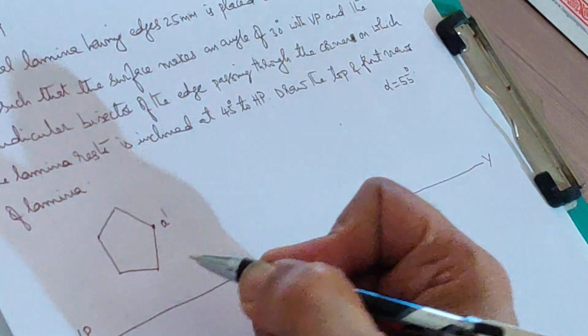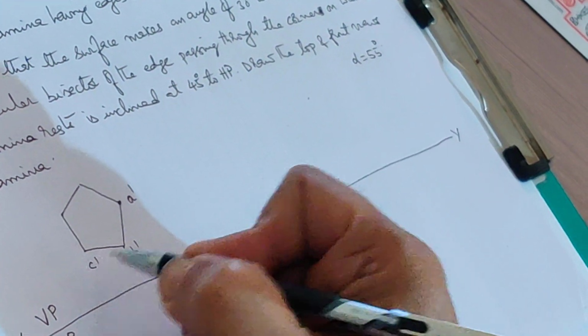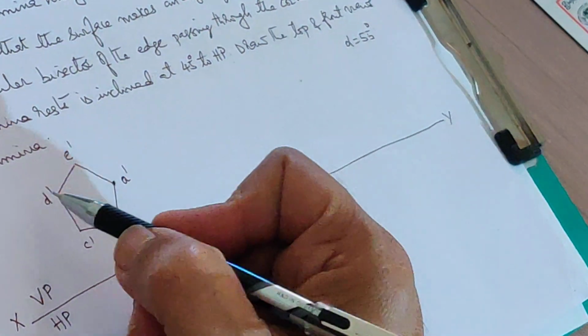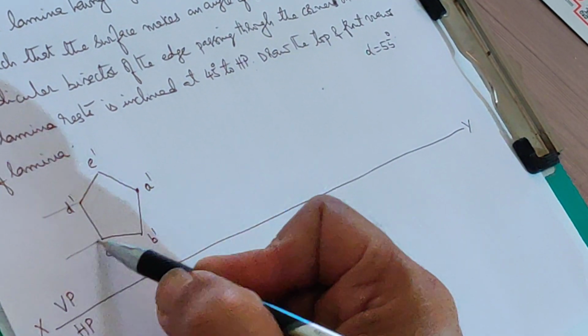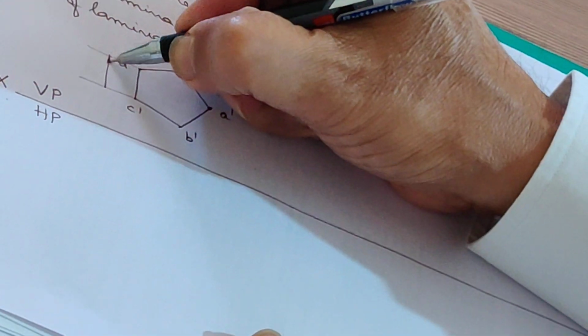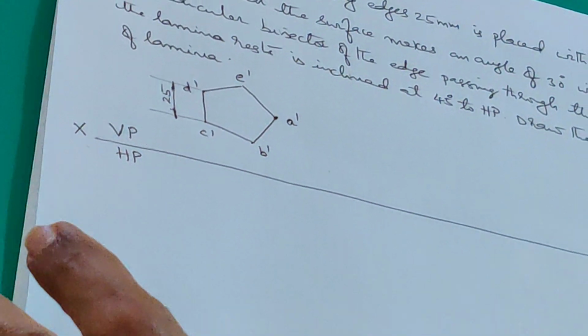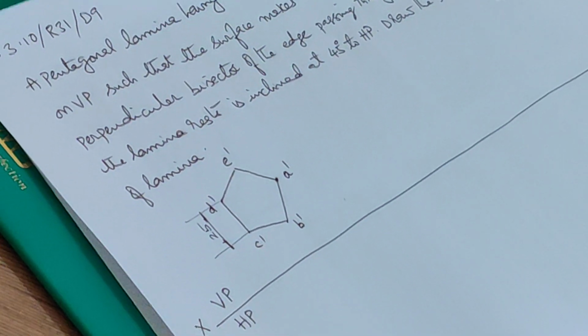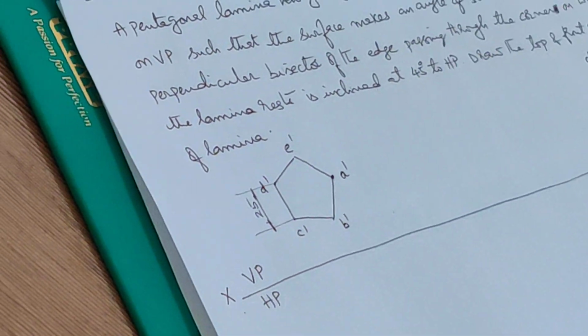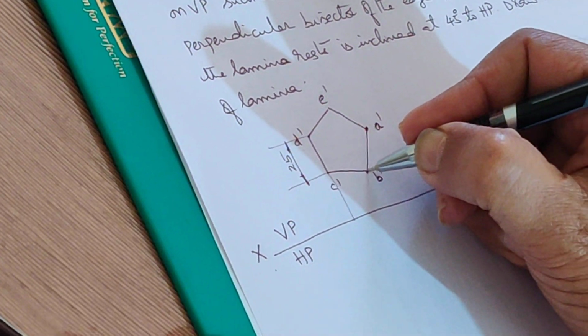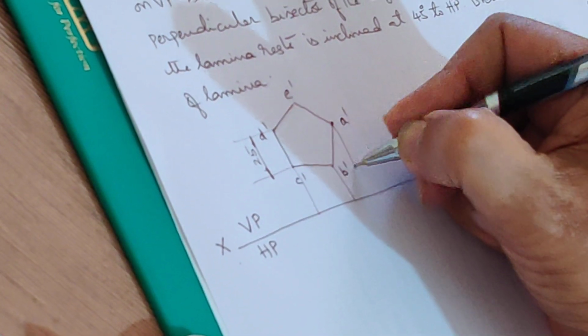I will call this A dash, B dash, C dash, D dash, E dash. Now the edge is 25 mm, so I will mark this edge. This is 25. So this is the front view of the first step. Now I will project this down onto the XY line and draw the top view.